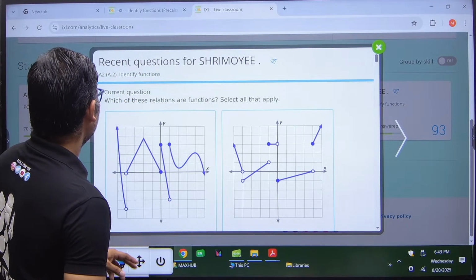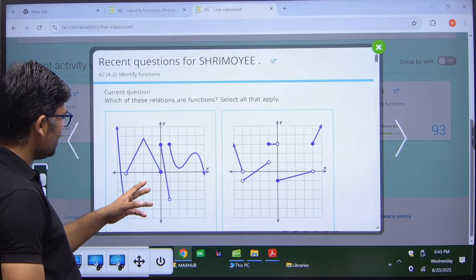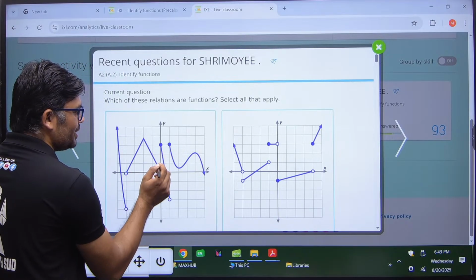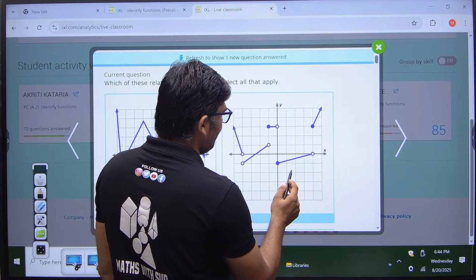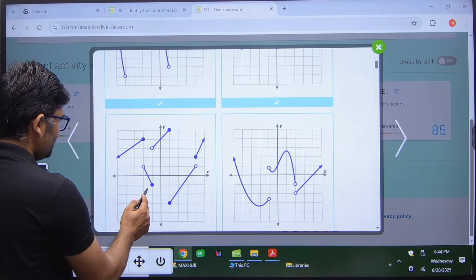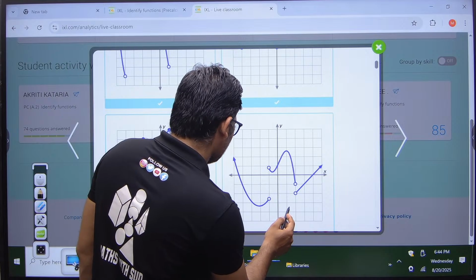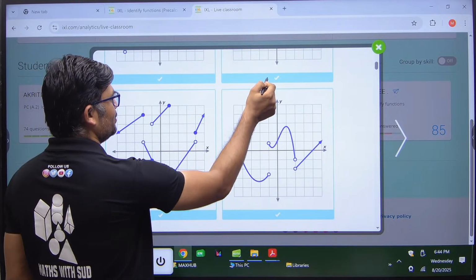Wait, I'll get there. Let me cook. So is this a function? This is not a function because you can see 2 points here which are intersecting at the same point. This can be a function. Yeah, this is a function. This can't be a function. So this is also a function. So you have two options: this one and this one. These two.